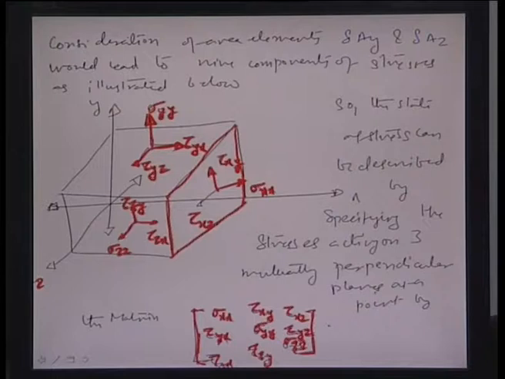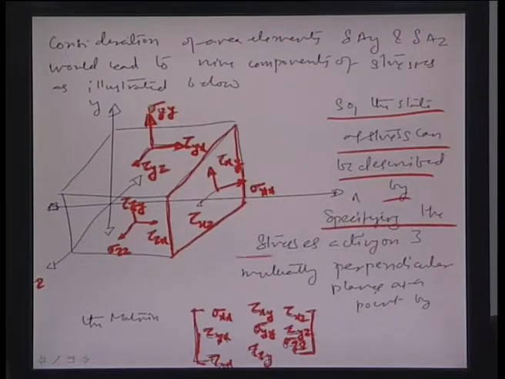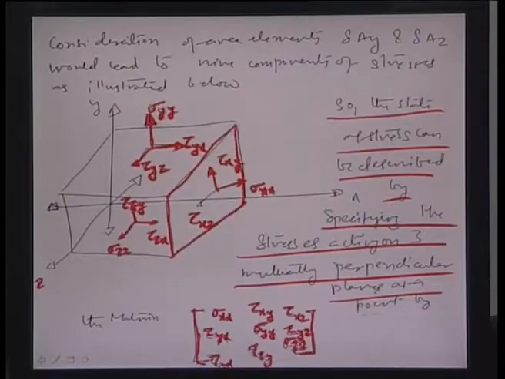So, the state of stress can be described by specifying the stresses acting on the 3 mutually perpendicular planes of a rectangular coordinate system, in the orthogonal system at any particular point, by this stress matrix. Okay. The stress matrix is also known as the stress tensor of this particular fluid element.